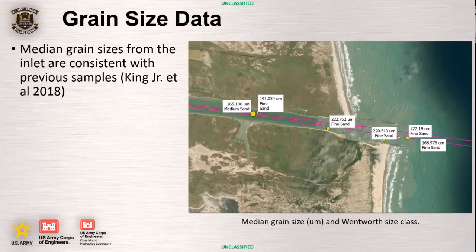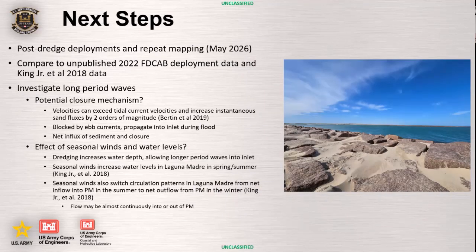We collected some grain size data from the inlet and just outside of it with a Ponar grab sampler. And these are the median grain sizes. They're consistent with previous samples collected in 2018 from the King Jr. et al. study, where they were focusing on Brazos Inlet, but they took a lot of samples throughout Laguna Madre.